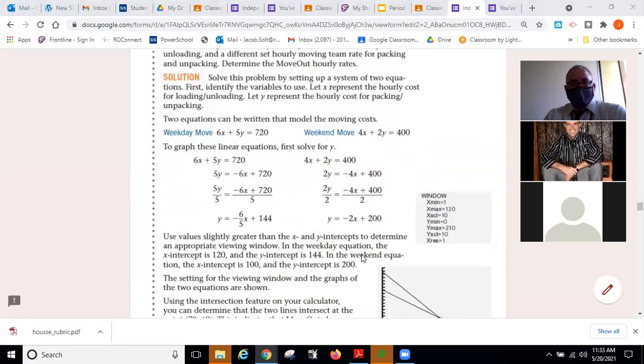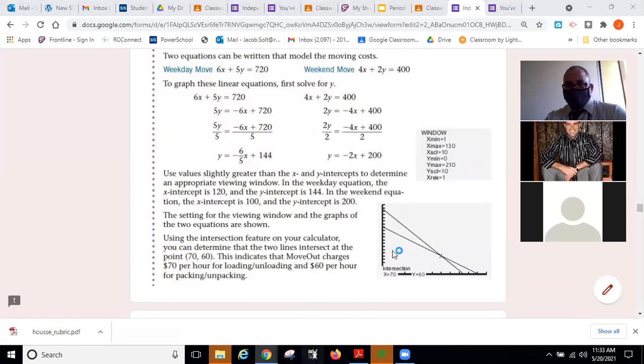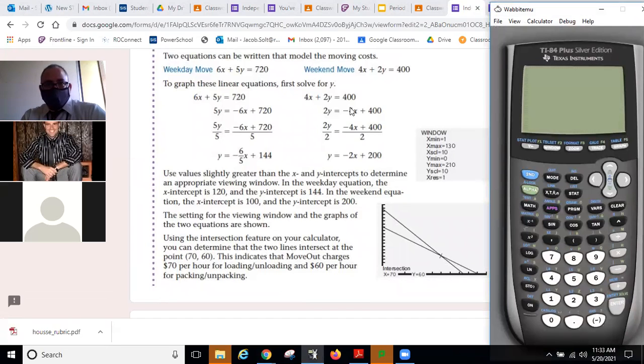Good. So once we have these down, we can begin to graph the linear equations if you wanted to. We can go to our calculators with these equations. Let me get my face out of the way of this. There we go. To graph these linear equations, I'm going to turn on my calculator.